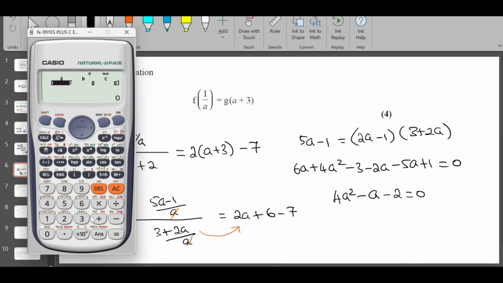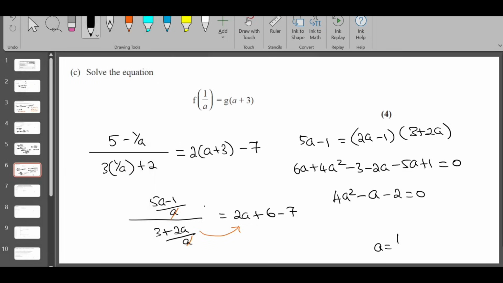I'm going to put it in my calculator. 4, minus 1, minus 2. 1 plus or minus root 33 over 8. A is 1 plus or minus square root of 33 over 8. You need to write a step here: a is equal to minus b plus or minus square root of b square minus 4ac over 2a. So you won't lose a mark.